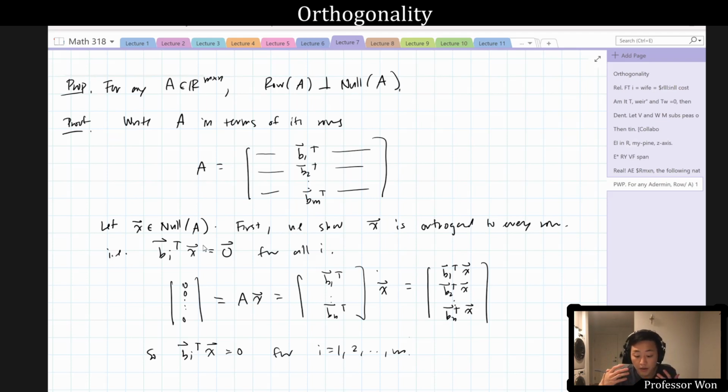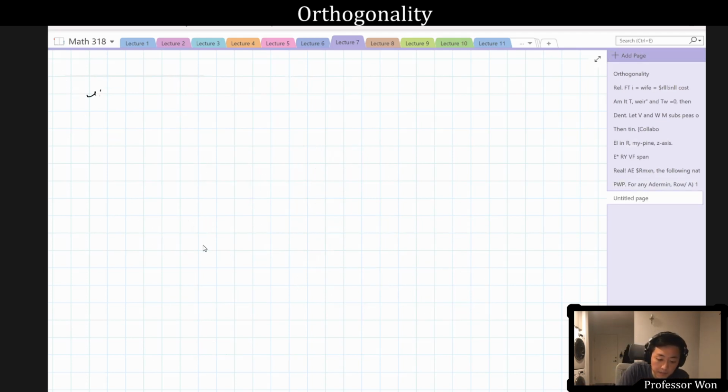Okay, but I'm not done yet. I haven't shown that every vector in the null space is orthogonal to every vector in the row space. I've just shown that every vector in the null space is orthogonal to each row. Now I'm going to take an arbitrary vector in the row space. Let's let y be any vector in the row space of A. Well, what is the row space of A? The row space of A is the span of the rows.